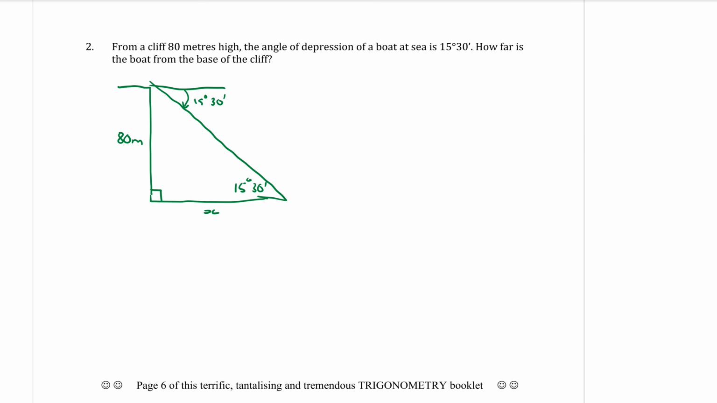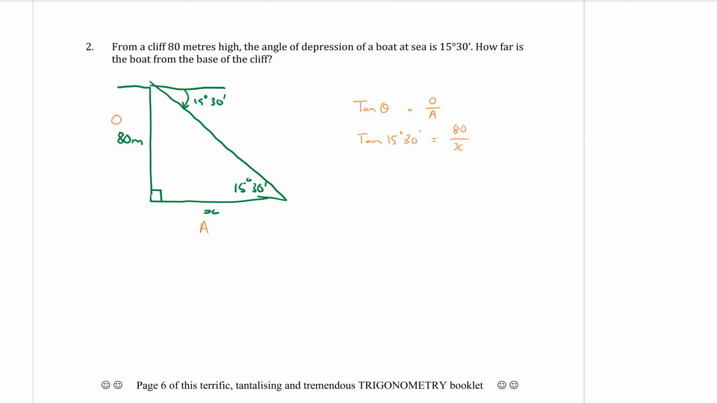So again, we're going to be using SOHCAHTOA. This time I have got the opposite side and the adjacent side. So I'll be using tan again. Tan theta equals opposite over adjacent. Substituting in, my theta is 15 degrees 30 minutes. The opposite is 80. And the adjacent is the x.